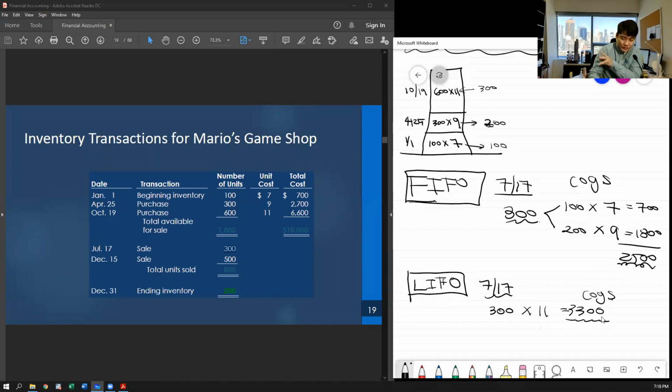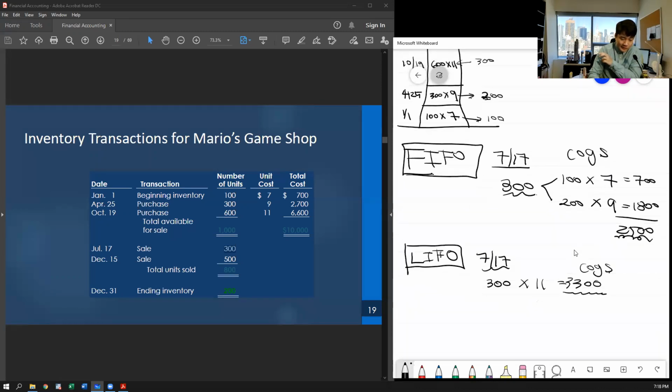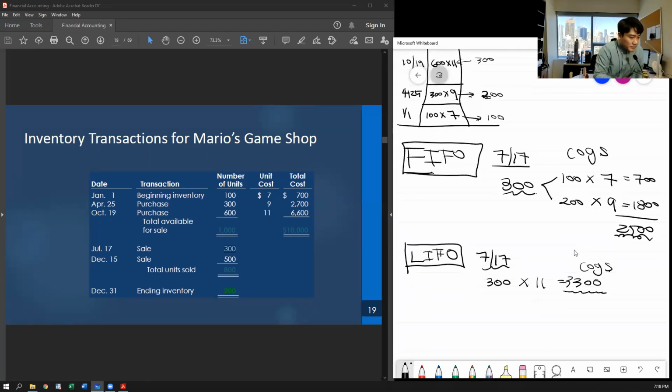Okay. I think there is a question, that in July you wouldn't have bought the October inventory. I'm going to talk about that later on, but that's a very good question. So Gerardo, please hold on to that question. But this is basically the idea. Any questions on this calculation?